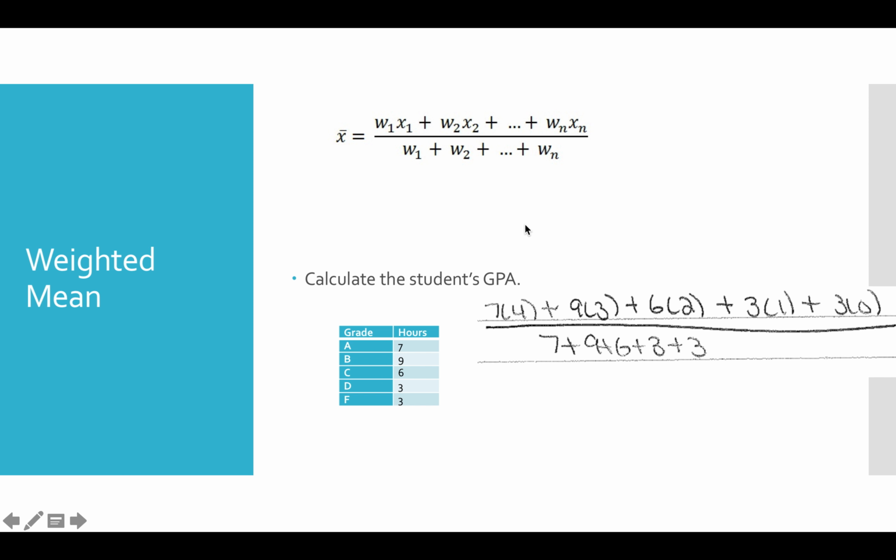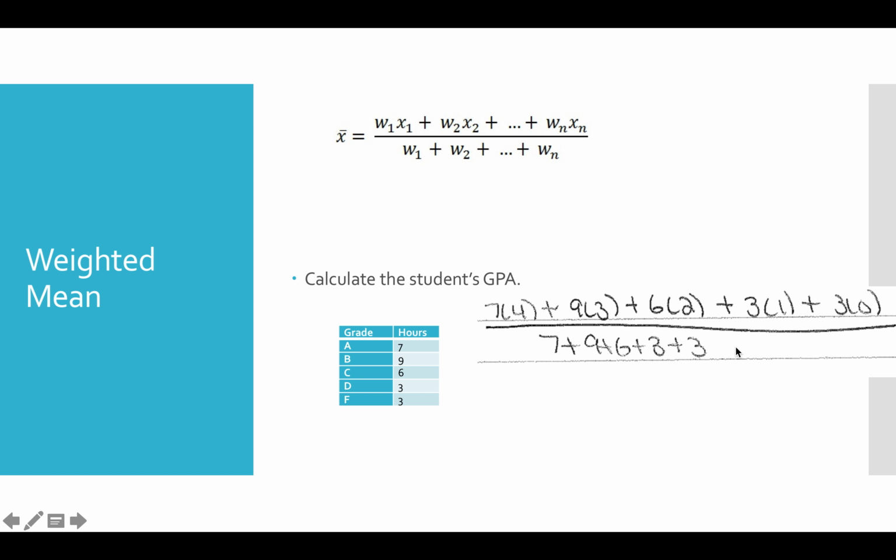So when I go to plug this in my formula, it's going to look like this. Here's my term for A, 7 hours, and an A is 4. B, 9 hours, and a B is 3. Here's my C term, 6 hours, and a C is 2. Now don't forget about your F. It's not going to matter on the numerator, but it will change the denominator.